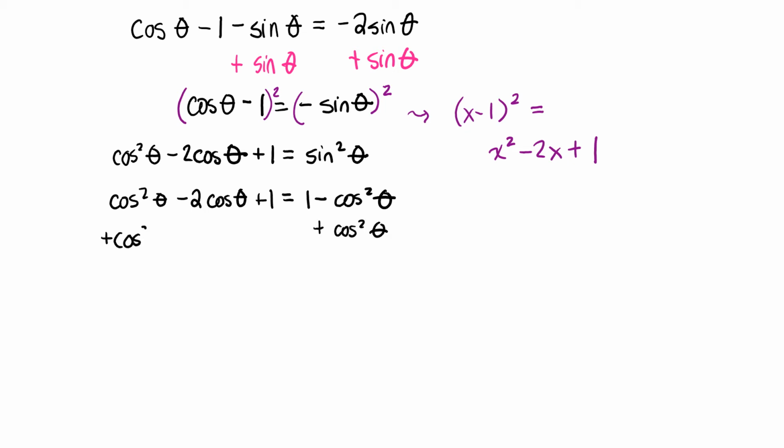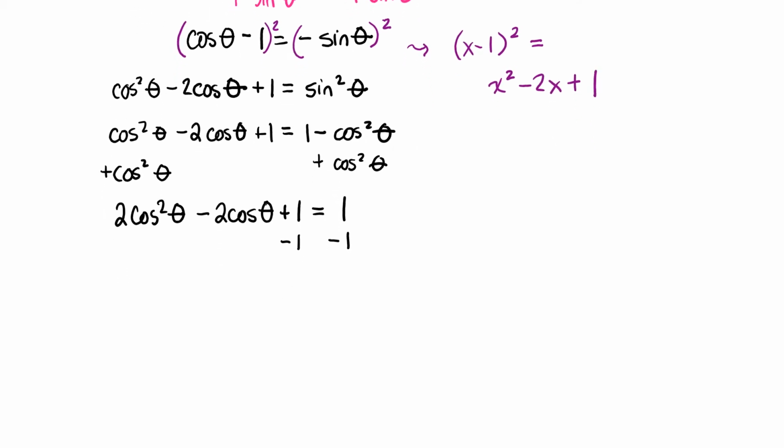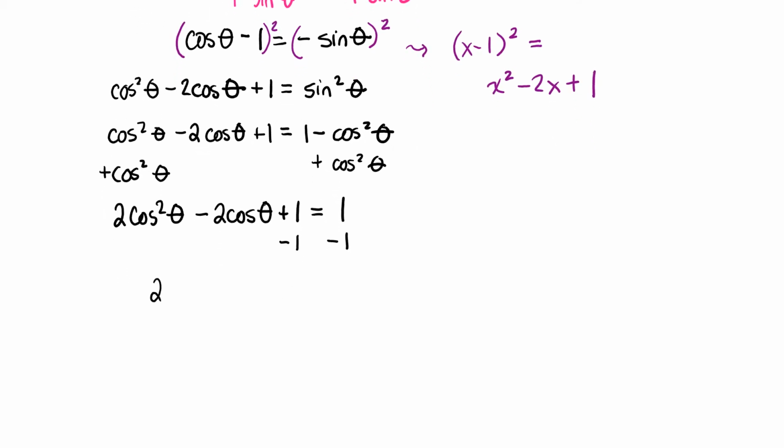And our resulting equation is going to be 2 cosine squared theta minus 2 cosine theta plus 1 equals 1. Well, we still don't have one side equal to 0, so if we subtract 1 from both sides, we get 2 cosine squared theta minus 2 cosine theta equals 0. Hooray! We got one side equal to 0.